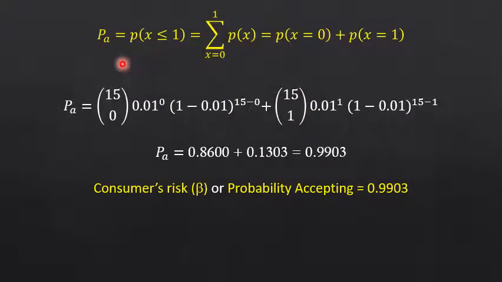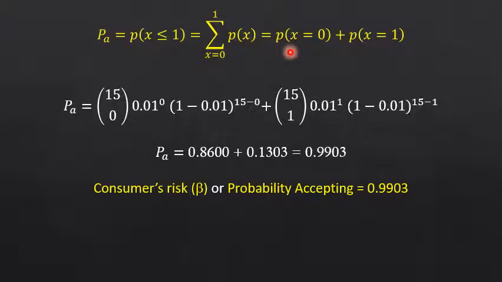So by using the binomial distribution formula, we are going to calculate the probability of acceptance, that is the PA. PA is equal to P(x less than or equal to 1), which is equal to summation x equal to 0 to 1 of P(x). So we can write: probability of x less than or equal to 1 means probability at x equal to 0 plus probability at x equal to 1. We know how to calculate this.